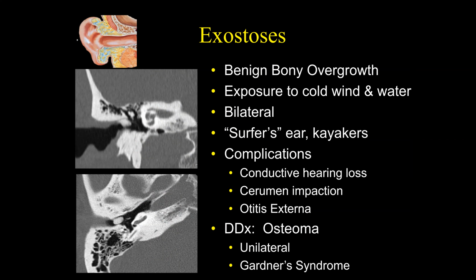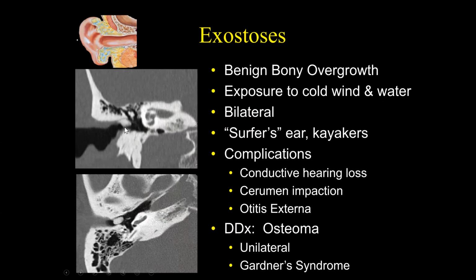When we look at other pathology involving the external auditory canal that could potentially inhibit the sound waves from entering the canal, we can also have things such as bony exostosis. Now, these essentially create a stenosis of the external auditory canal. These bony exostoses are bony overgrowths, and they're typically due to exposure to cold wind and water. They're oftentimes bilateral. They're sometimes referred to as surfer's ear or kayaker's ear. They can result in conductive hearing loss.